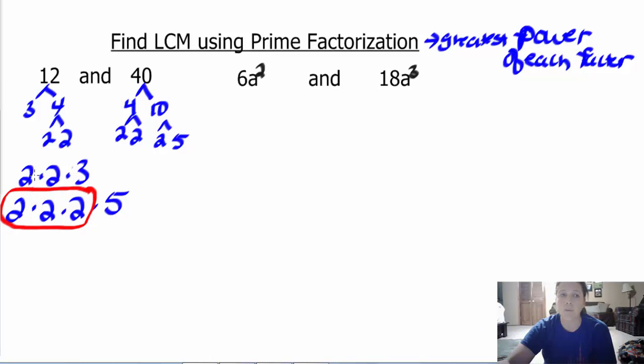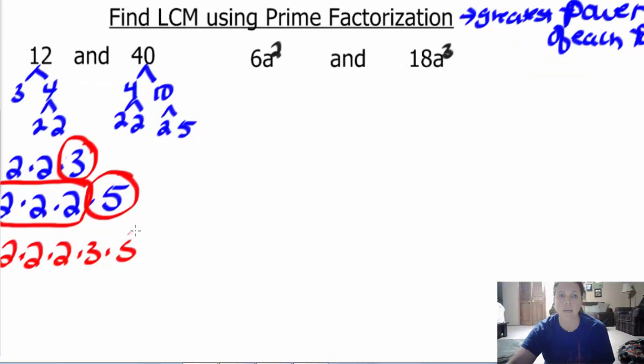Before, when we find the greatest common factor, you circled what they had in common. You're not doing that anymore. You're going through each number that's down here, and you're circling the ones that have the most. So there's the most 2's down here. This one has 1 3, so you have to circle every number that they have. And then 1 5. And then you multiply them all together. So 2 times 2 times 2 times 3 times 5.